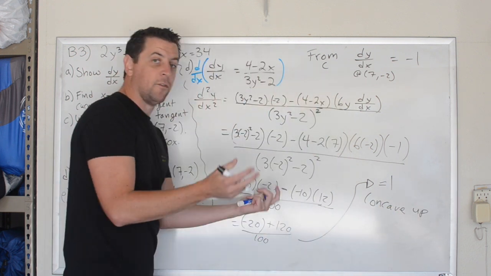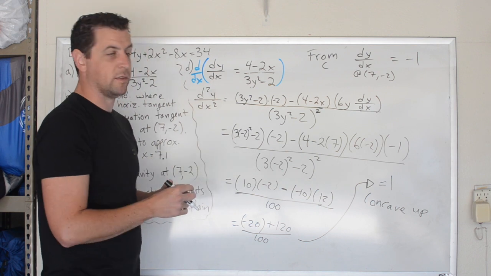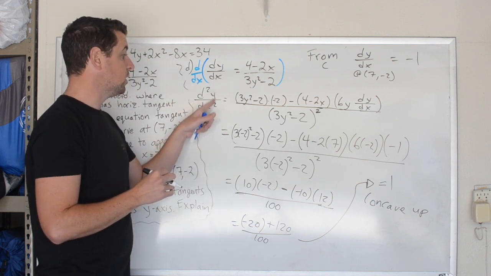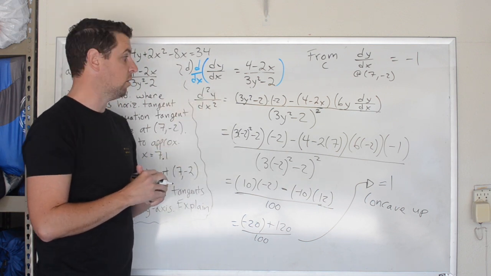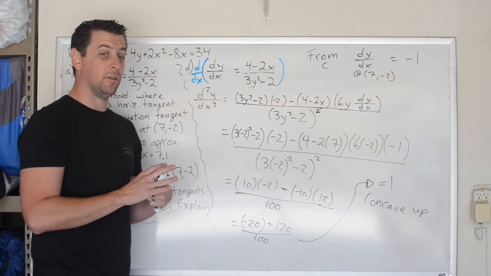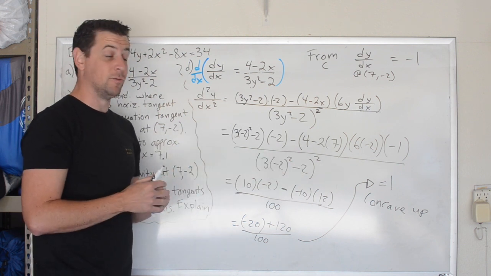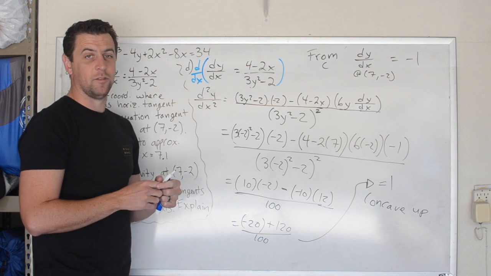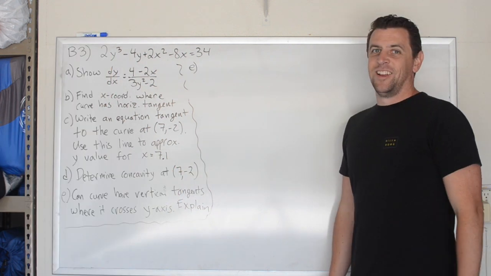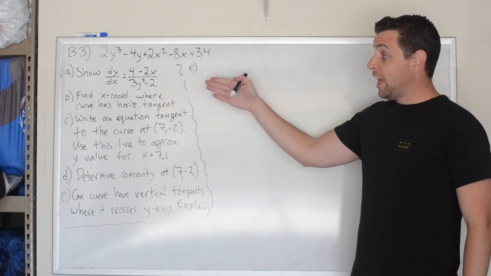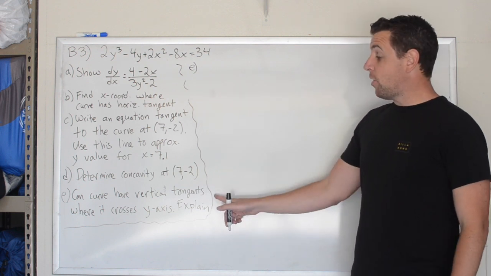And I don't need to write any further justification, but if you wanted to, you could say because the second derivative, d squared y dx squared, is greater than 0. Because you've shown all this work, it should be clear to the reader exactly what you're doing here, and so I don't have to write any more explanation. All right, so we finished parts A, B, C, and D. We're on to part E.